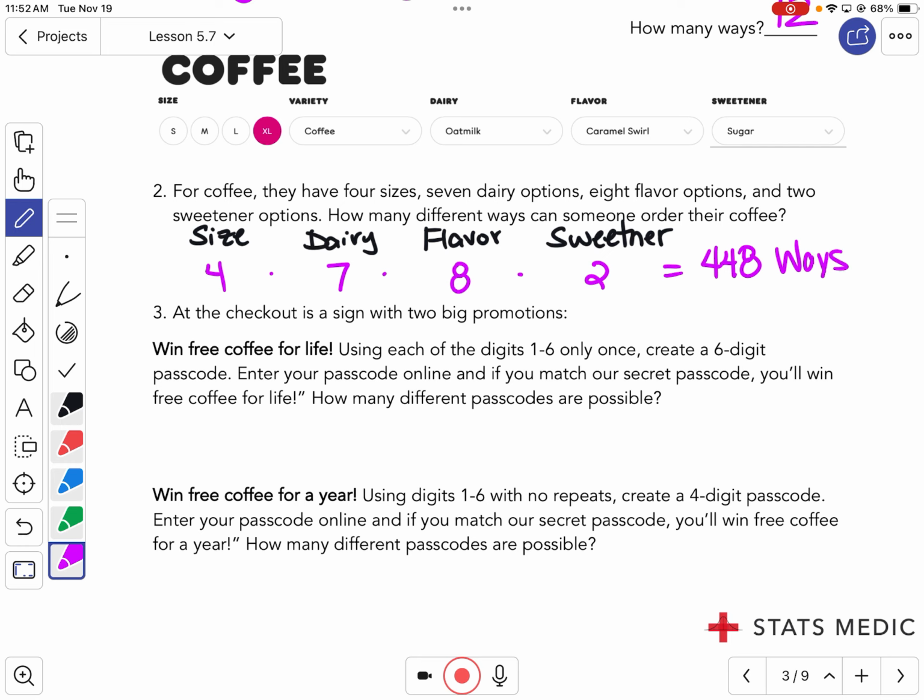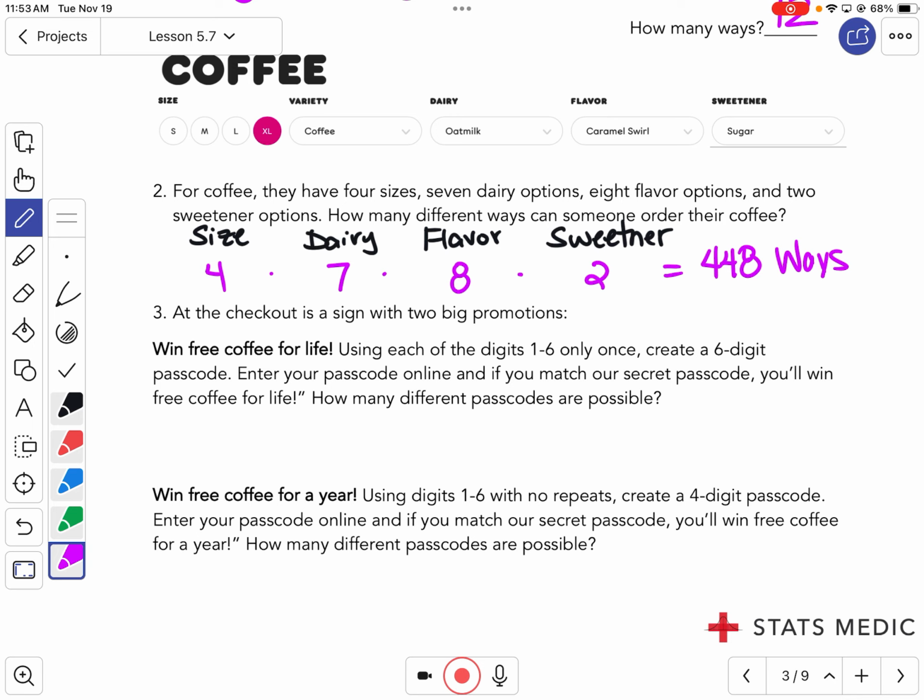Okay. All right, so let's switch and talk about a little different way that we use this multiplication stuff. At the checkout is a sign with 2 big promotions, okay? The first one says this: you can win free coffee for life. Ooh, that'd be awesome.